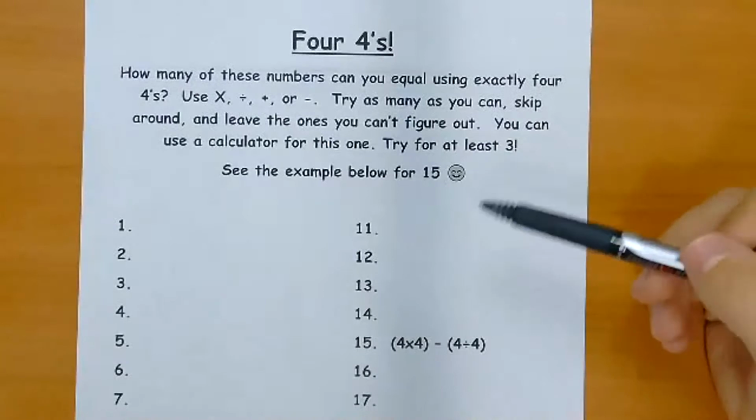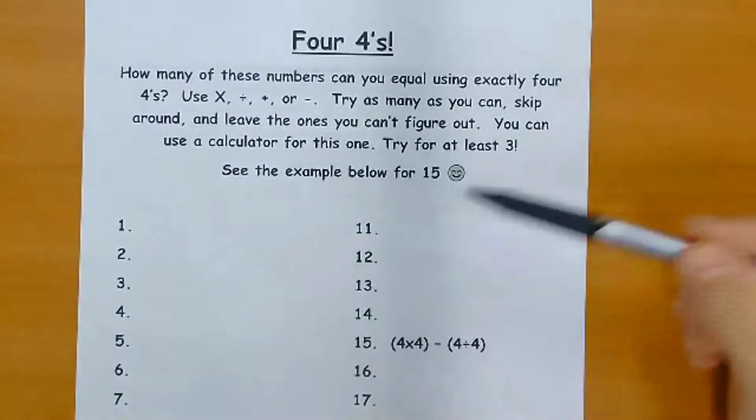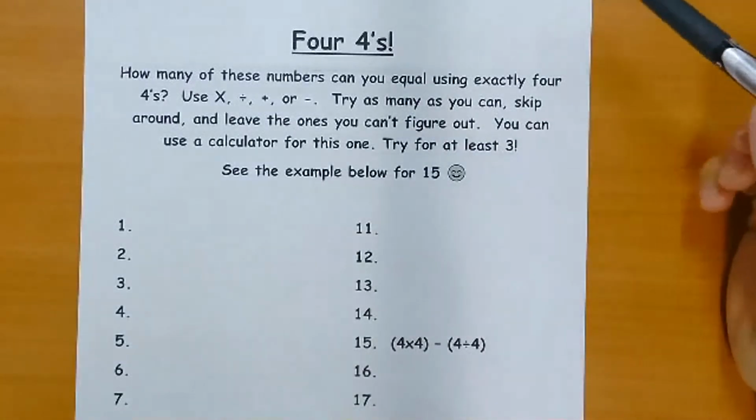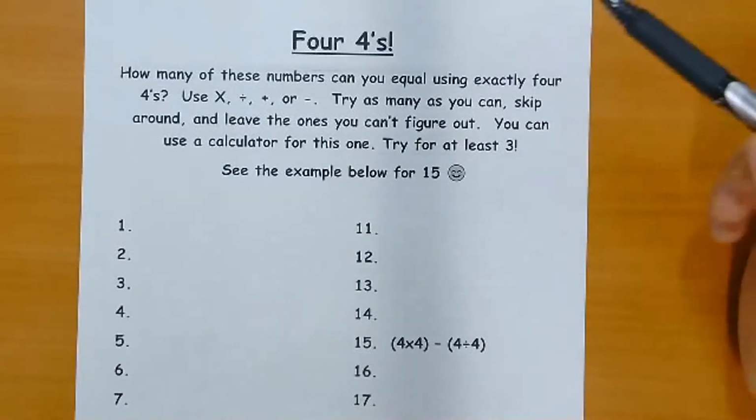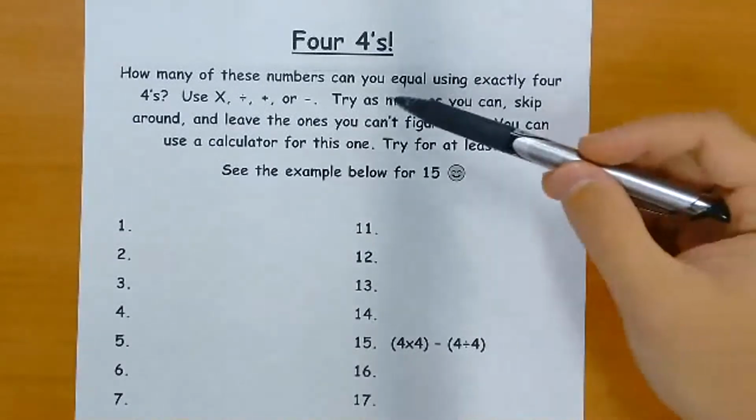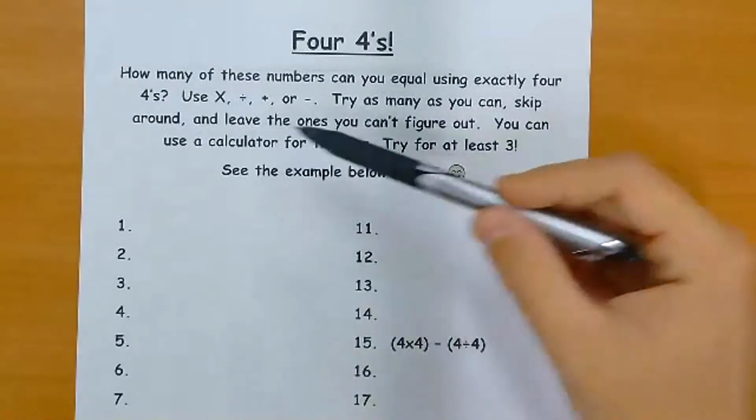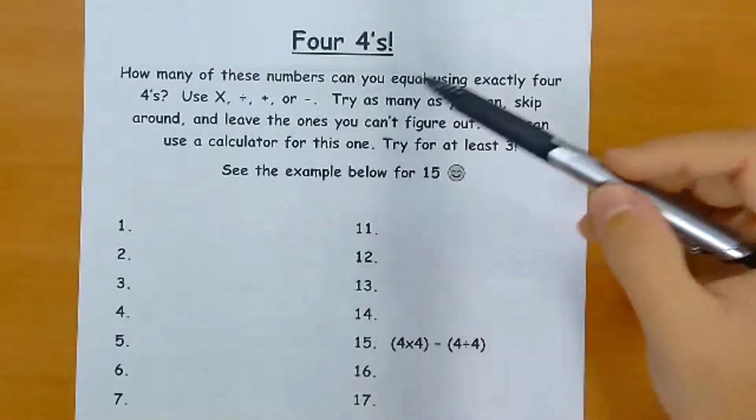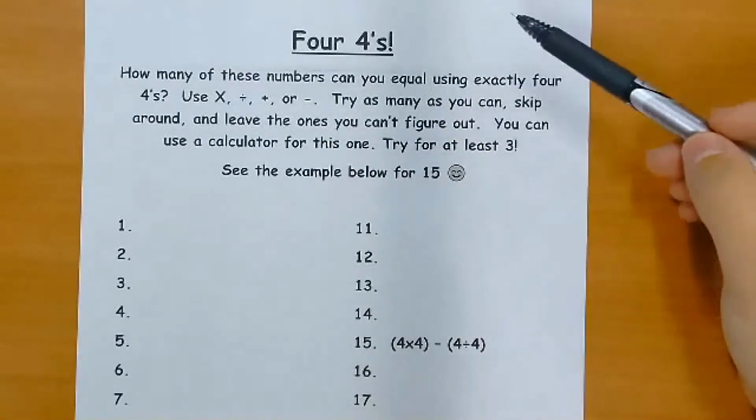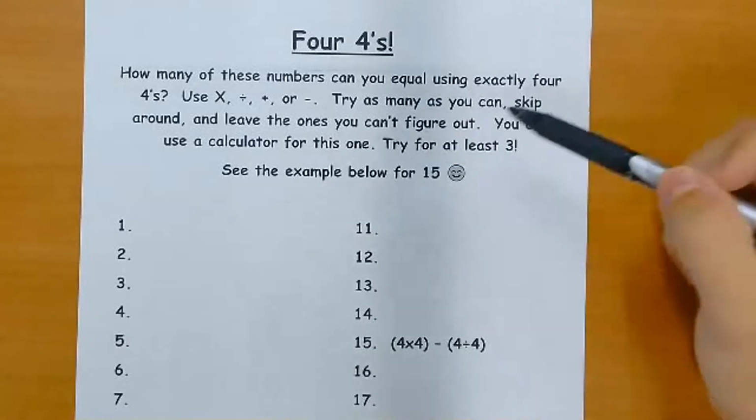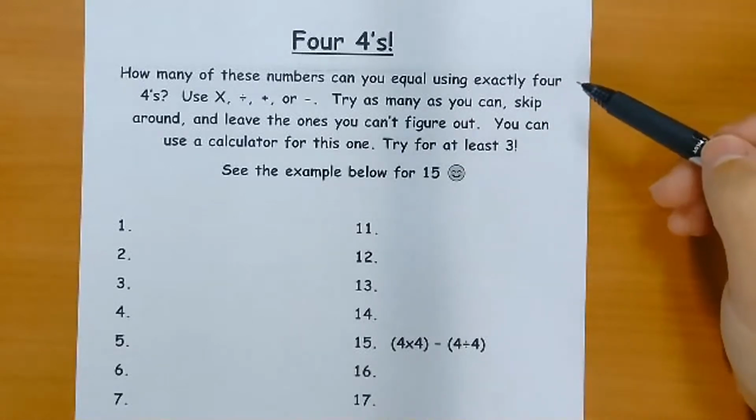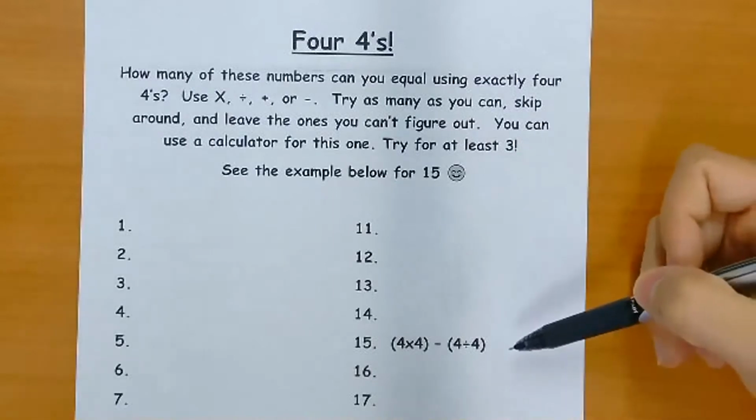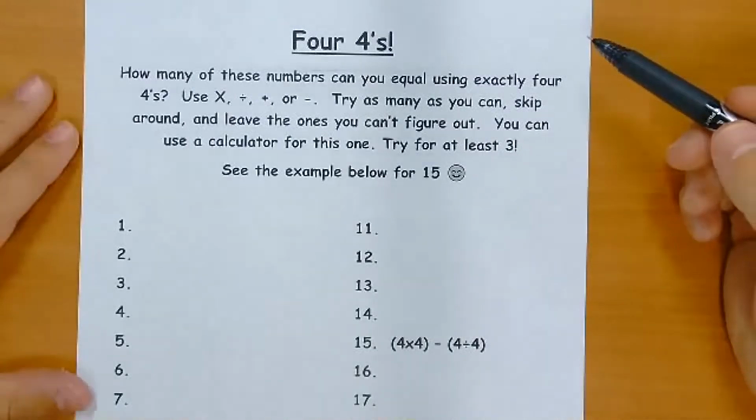But this assignment is called 4's. Let's read it together, and then I'll talk about some of the strategies we can use to get through it. How many of these numbers can you equal using exactly 4's? Use multiplication, division, addition, or subtraction, and try as many as you can. Skip around, leave the ones you can't figure out. You can use a calculator for this one. Try for at least 3 and see the example below for 15.